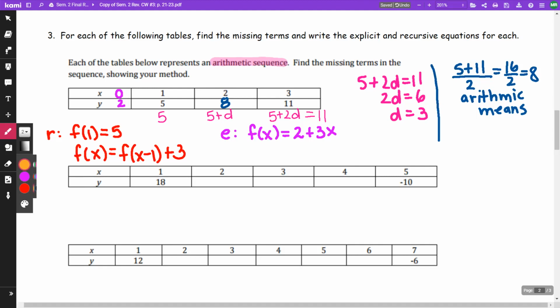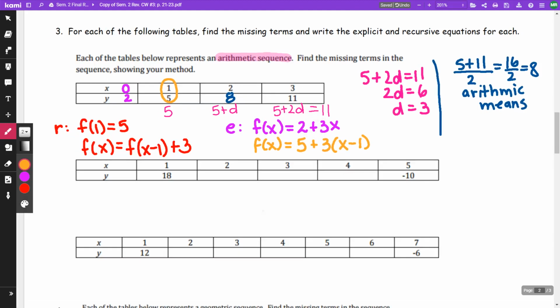Another way to do it is if I'm going to start with my 1, I could have also written it as f of x is equal to 5, and I'm adding 3, but if I'm starting with my first term, this isn't an x, it's going to be x minus 1. Both of these are the same. Most likely you'll see the answer as the purple if it is a multiple choice.